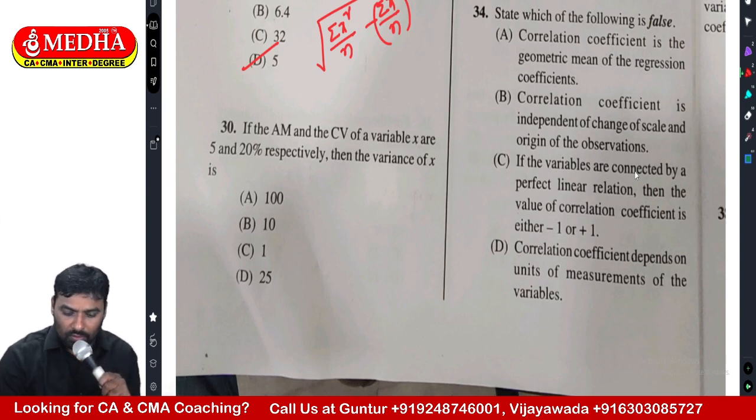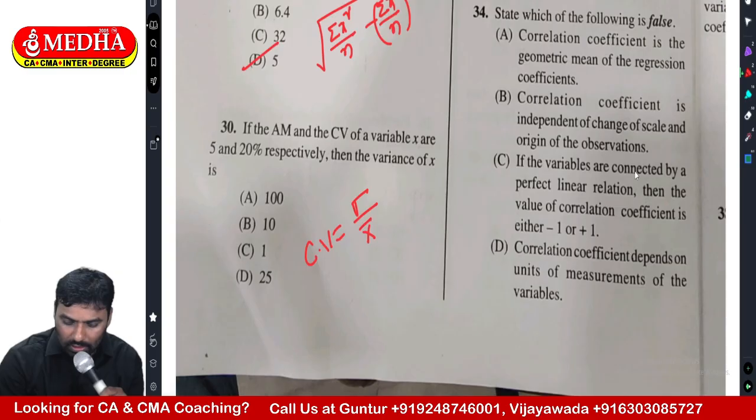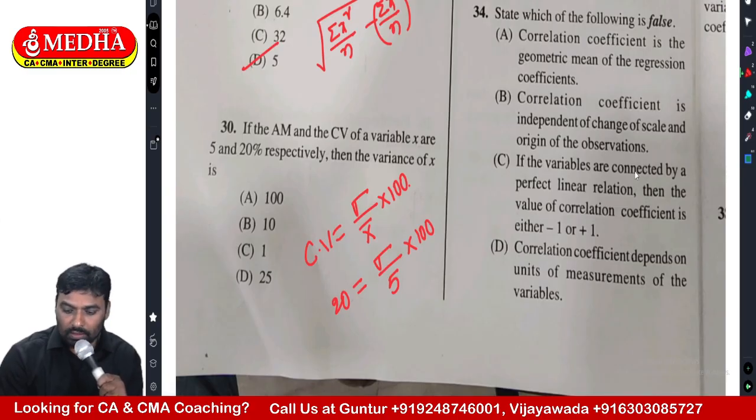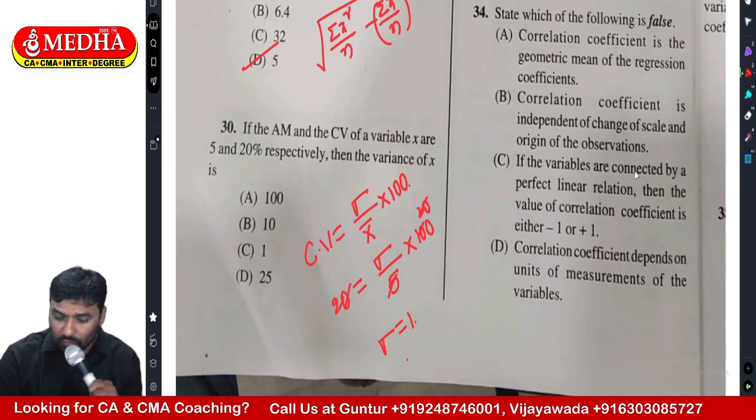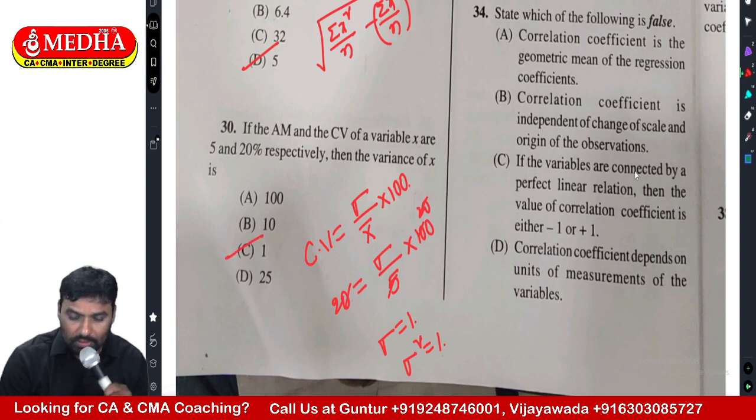The next one is coefficient of variation. The formula for coefficient of variation is standard deviation by arithmetic mean into 100. Here the coefficient of variation is given as 20, standard deviation is sigma, and arithmetic mean is 5, into 100. So 5 ones are 5, 20 and 20 cancel, then standard deviation is 1. If standard deviation is 1, then variance is also 1. So the correct option is C. Answer is 1.